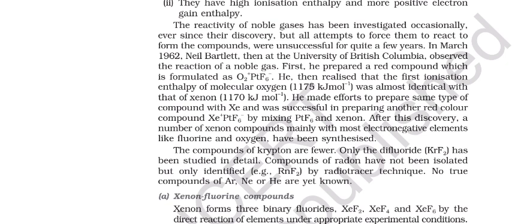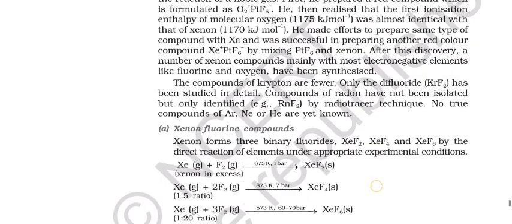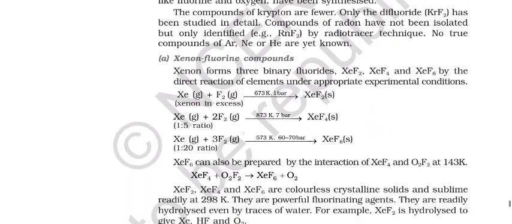After this discovery, a number of xenon compounds, mainly with the most electronegative elements like fluorine and oxygen, have been synthesized. The compounds of krypton are few. Only the difluoride has been studied in detail. Compounds of radon have not been isolated but only identified by radiotracer technique. No true compounds of Ar, Ne and He are yet known.